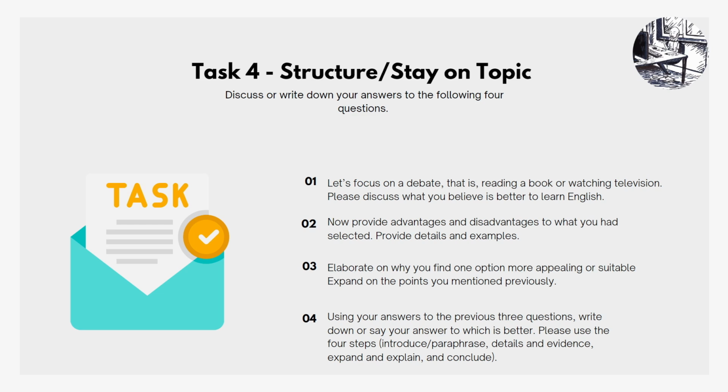What do you think is better if you want to improve your English? So that is the question. And then question number 2 would ask you to think of advantages and disadvantages. Provide details and examples to those. Elaborate on why you think one is more appealing or suitable. Expand on your points you mentioned before in section number 2.